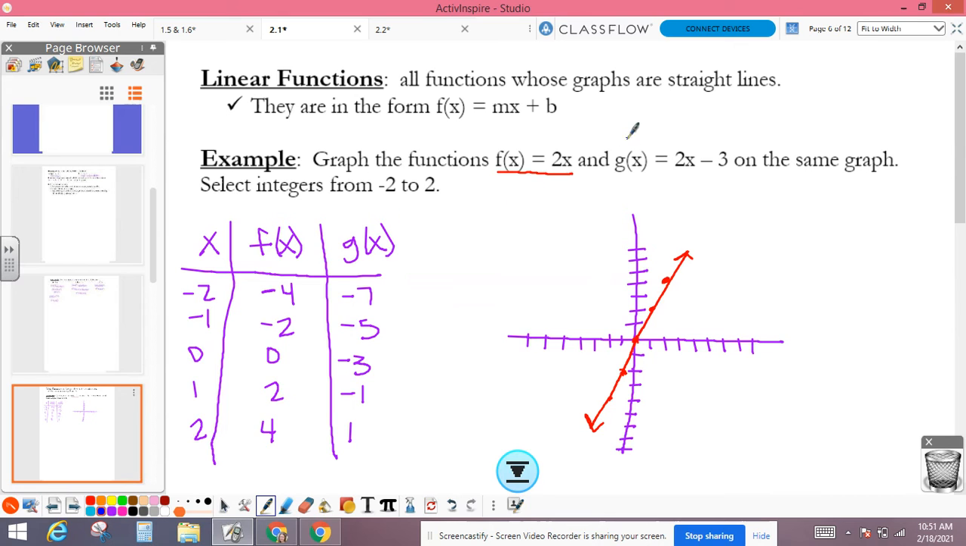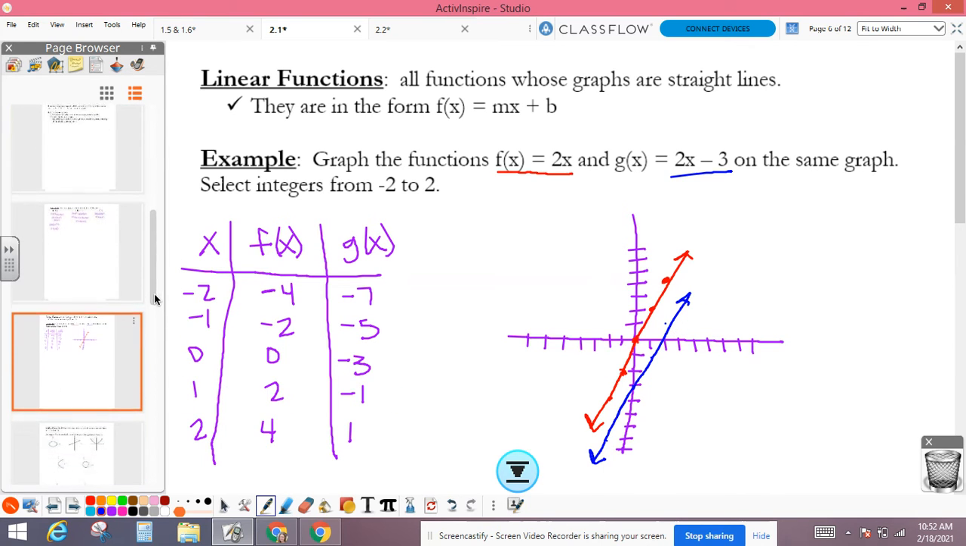All right, so for this one, it's all of the same points, but shifted down 3 units. Let's see if I can just literally make dots. Should have a point at 2, 1. There's the next one. All right, so then we get this line. And you should notice that they're parallel.